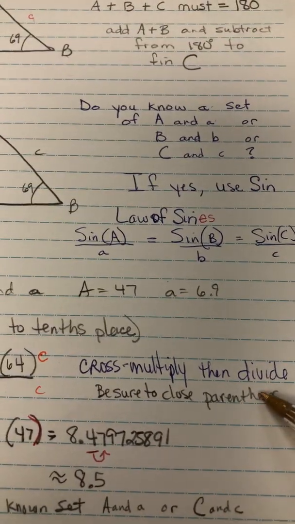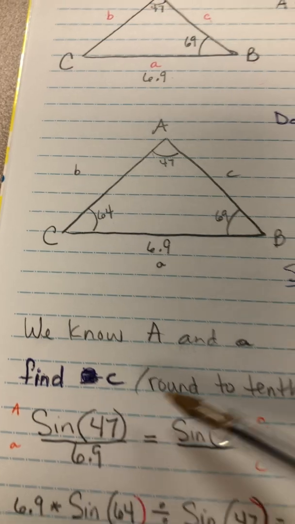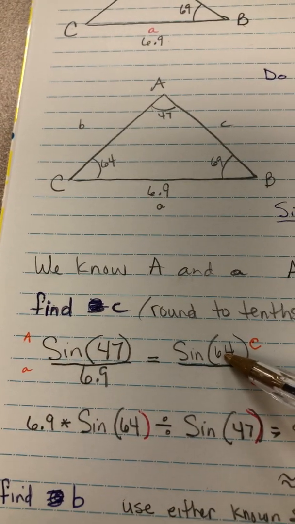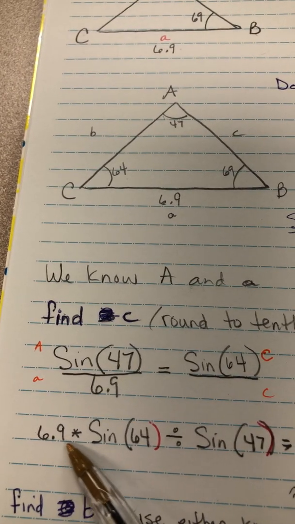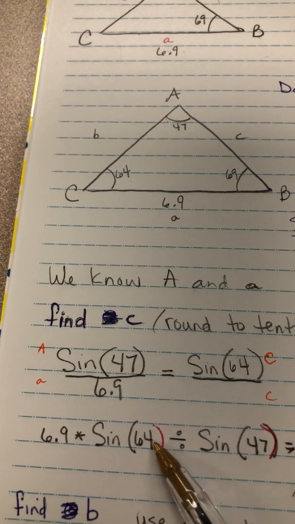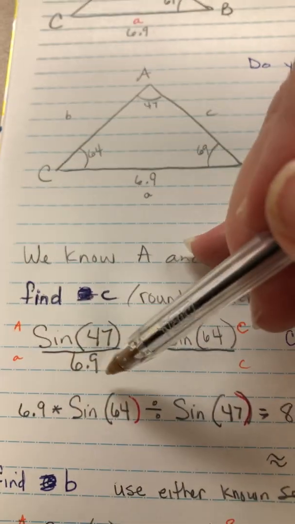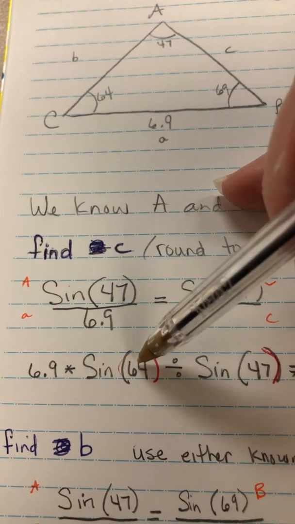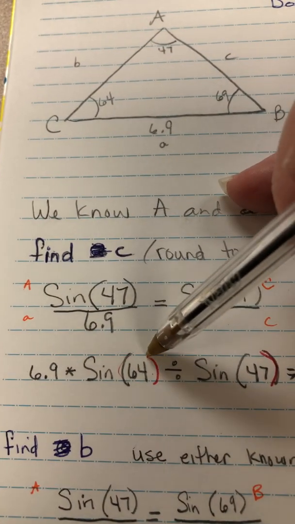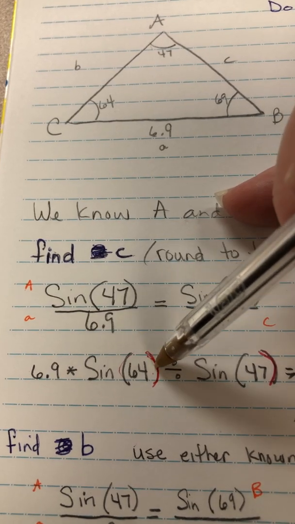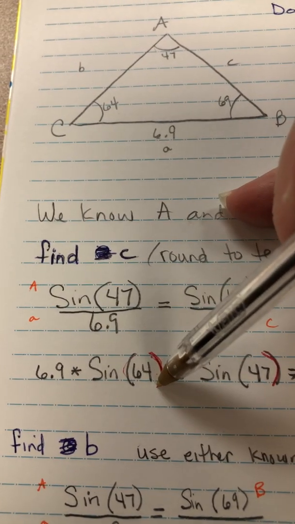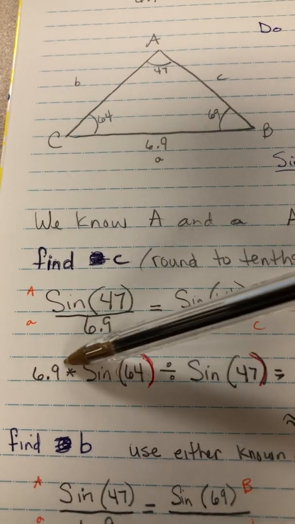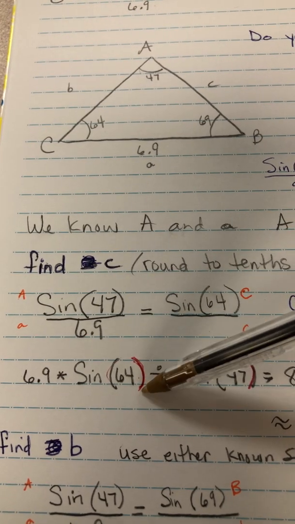Okay, and when we're doing this, be sure and close any parentheses on the sine stuff. So we're going to cross multiply. We're going to say 6.9 times sine of 64, and you put that in your calculator. 6.9 times, use that sine button, and then 64. You'll notice on your calculator that it starts you with this first parenthesis, and then you type in 64. Now it's going to be important that you close this parenthesis right here. If you forget to do that, it's going to give you the wrong answer. So we should have 6.9 times sine of 64 with the parenthesis closed.